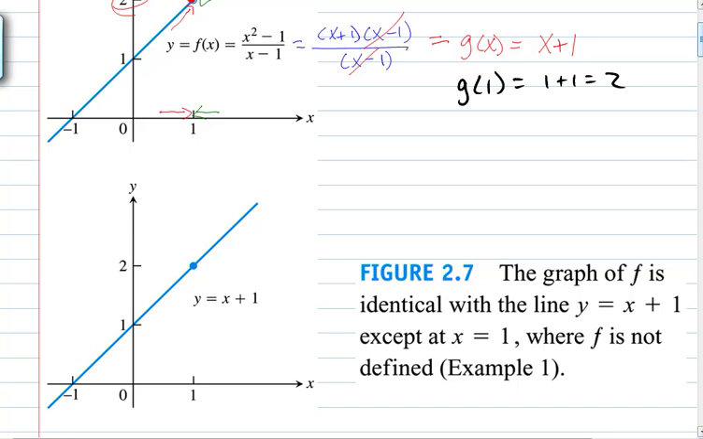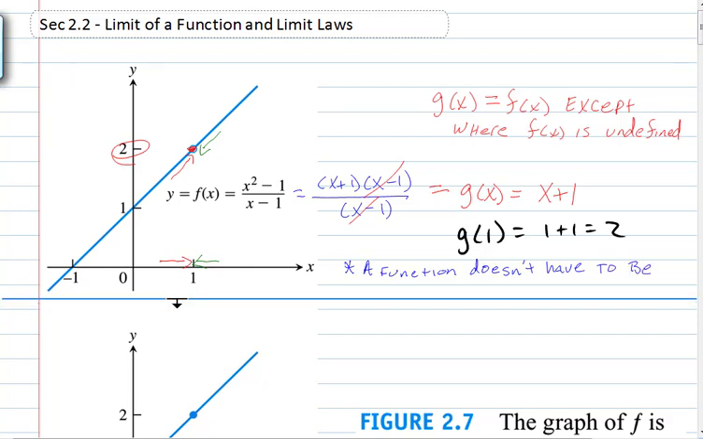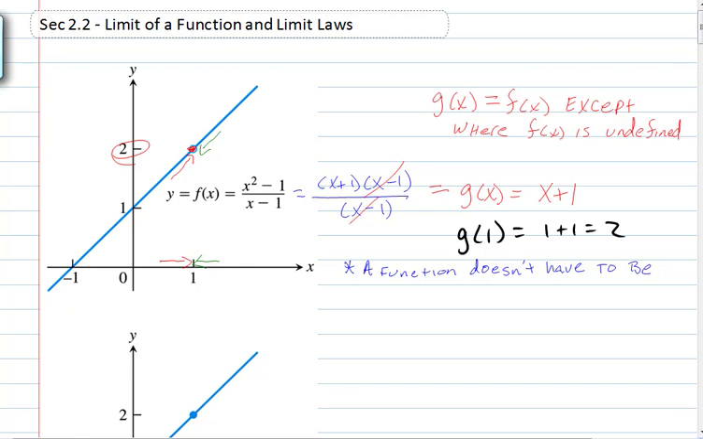Okay. So, what we see from this problem is that a function doesn't have to be defined at a point in order for a limit to exist. And that's an important thing to note.